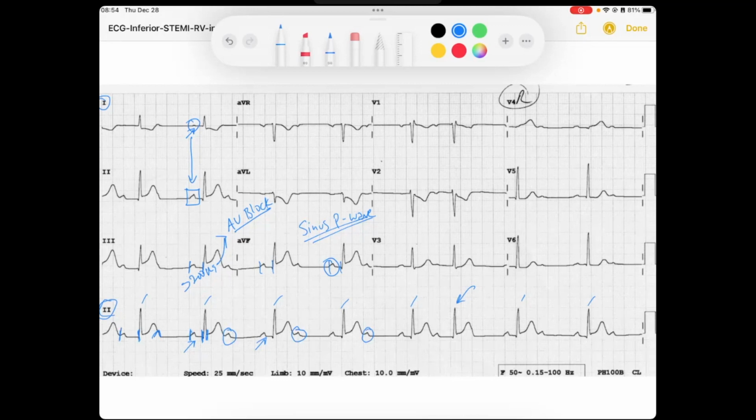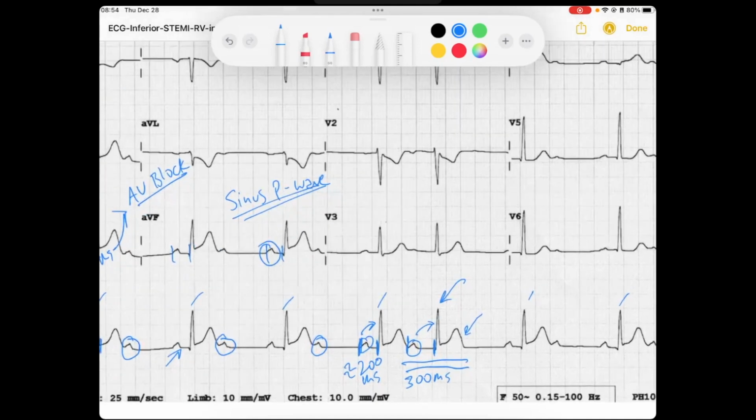And so how would I determine that? Well, let's take a look at this beat here that we said was funky. And so what I see is I have P, QRS, with a PR interval that is roughly 200 milliseconds. Then we have another P conducting to a QRS, but that PR interval gets longer. That PR interval is maybe 300 milliseconds.